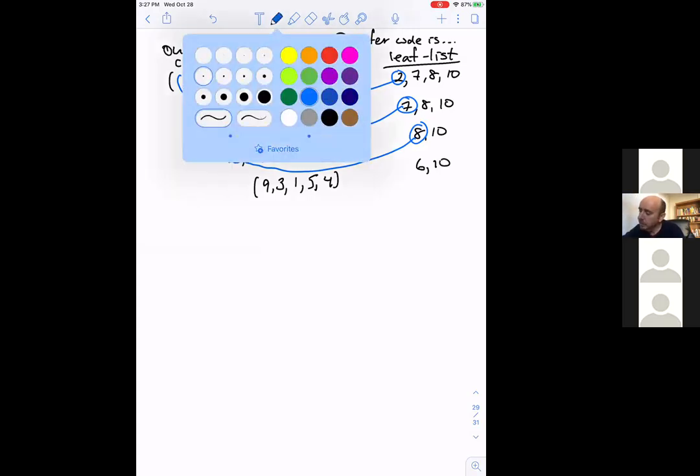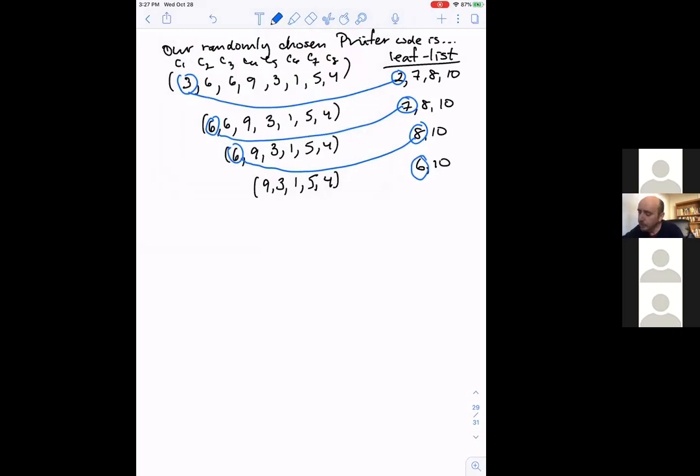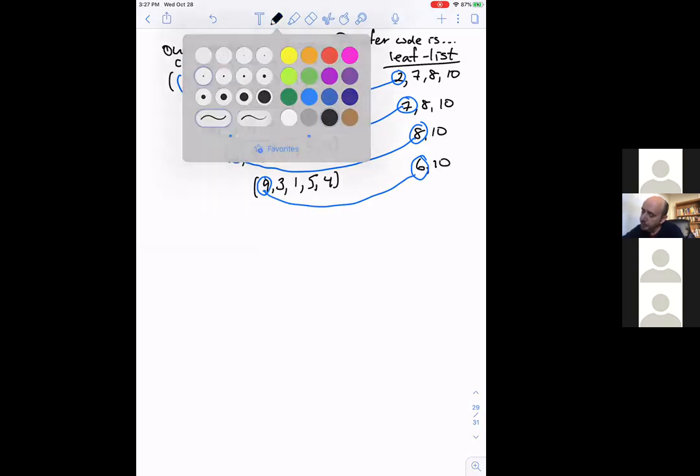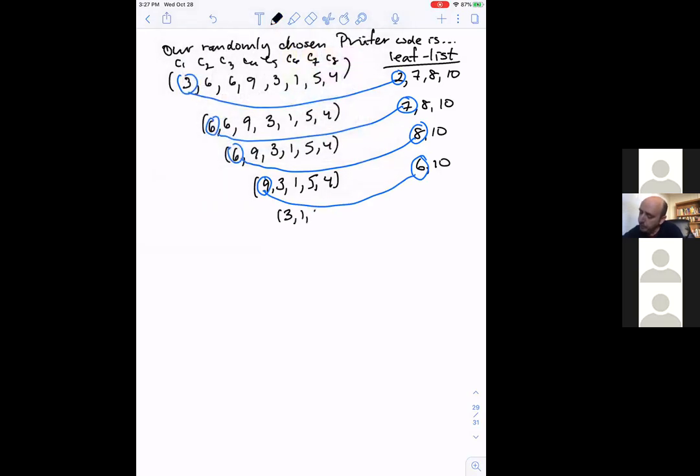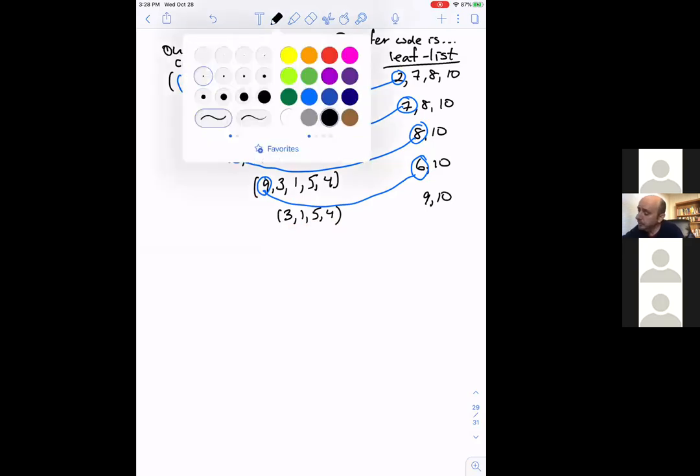And now 6 is the smallest leaf, and it gets connected to the first thing in the proof of code. That's going to be an edge. New proof of code is 3154. The 9 left the proof of code at that moment, so it enters the leaf list, and it's the new smallest leaf.